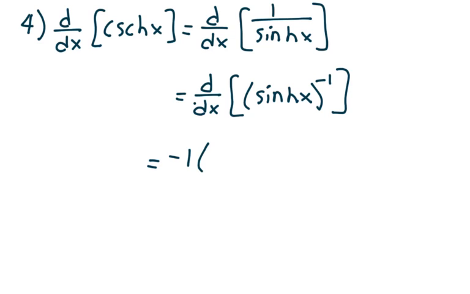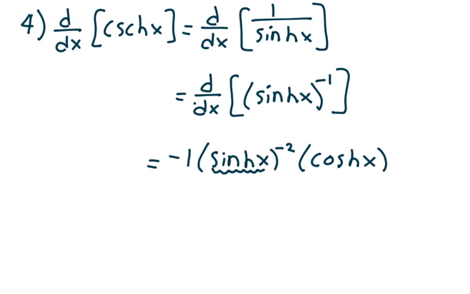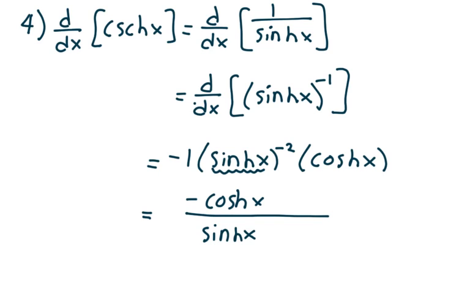So this is negative 1 times hyperbolic sine of x to the negative 2 times the derivative of that hyperbolic sine of x, which is hyperbolic cosine x. And so if we don't mind, I'm going to write this as negative hyperbolic cosine x divided by hyperbolic sine of x to the second power.